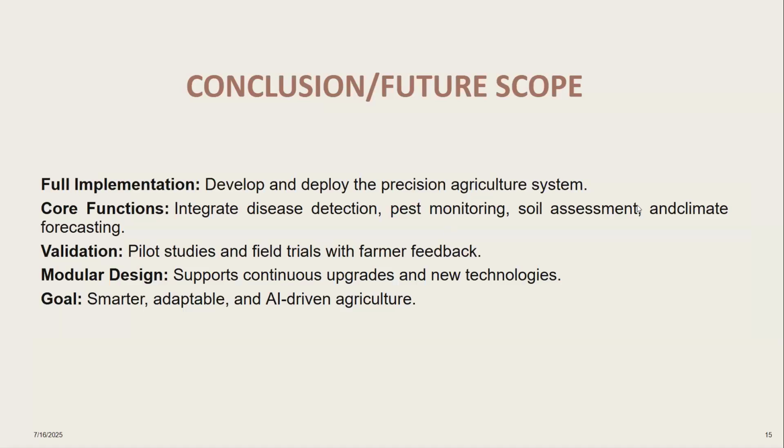The future scope is that you can integrate pest monitoring, soil assessment and weather forecasting. Field trials with farmer feedback are necessary to get a proper evaluation. And at the end of the day, the goal is to get a smarter, adaptable, and AI-driven agriculture, so that food security improves and farmers can cultivate crops without worries. Thank you.